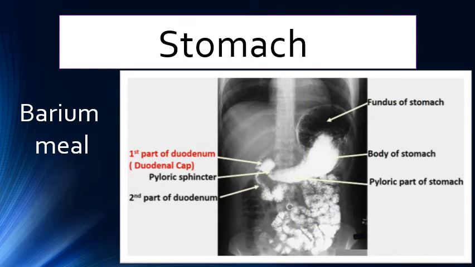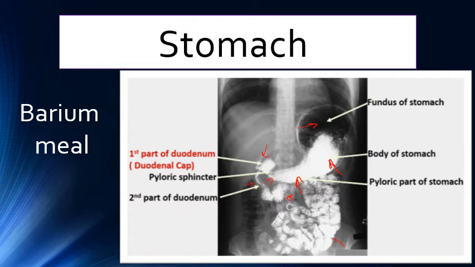We can image the stomach mainly by the barium meal, and here is the appearance of the barium meal. We can see here the fundus of the stomach filled with air. Then this is the body of the stomach. This is the antrum or pyloric canal, and this is the pyloric sphincter here, and the first part of the duodenum forming the duodenal cap, and we will discuss it later. Then we have the second part, third part, and the fourth part of the duodenum.